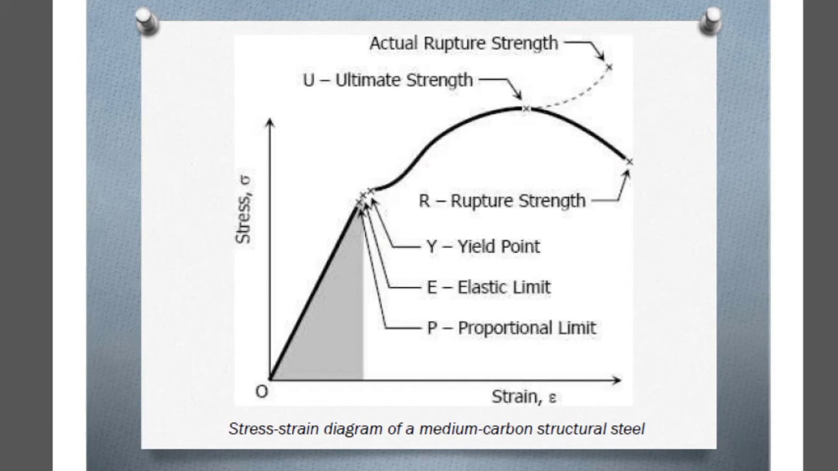So, shown here is the stress strain diagram of the medium carbon structural steel. So, we have the stress in the y-axis. We have the strain in the x-axis, and then here you have the proportional limit, the elastic limit, the yield point, the ultimate strength, and then here is the actual rupture strength, and we have here the rupture strength.